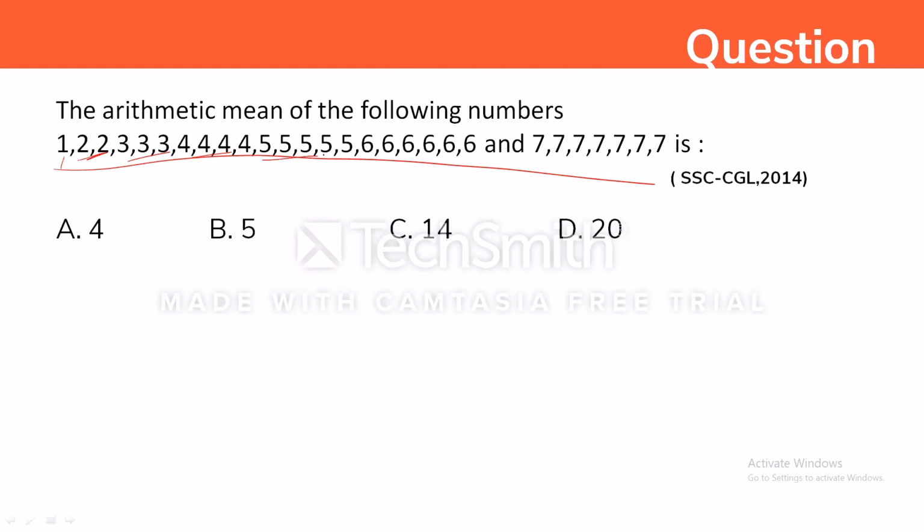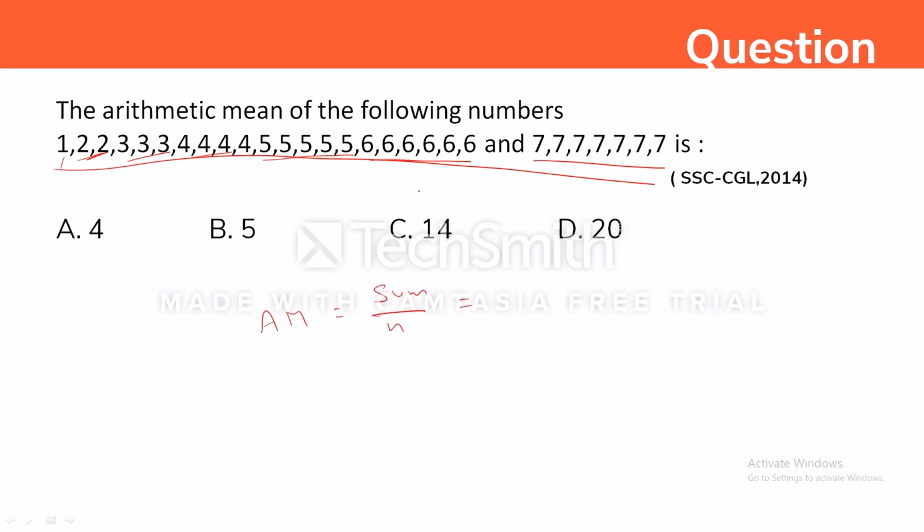Okay, 5 5 times, 6 6 times, 7 7 times. Okay, now what is meant by arithmetic mean? Arithmetic mean is nothing but average only. Arithmetic mean means, as we already know the formula, sum divided by total number of numbers.